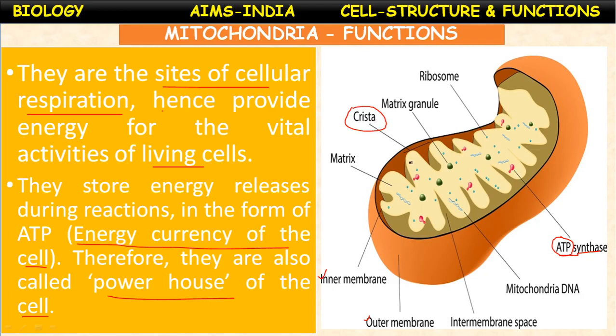Crista means singular. The inner membrane encloses the matrix, which contains several granules, some ribosomes, and DNA. We call it mitochondrial DNA, and it is present in the inner mitochondrial matrix. It is the site of cellular respiration, where energy is produced in the form of ATP. So it is also called the powerhouse of the cell.